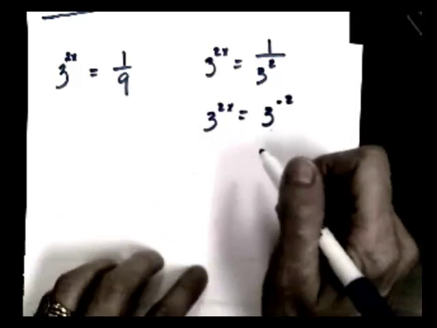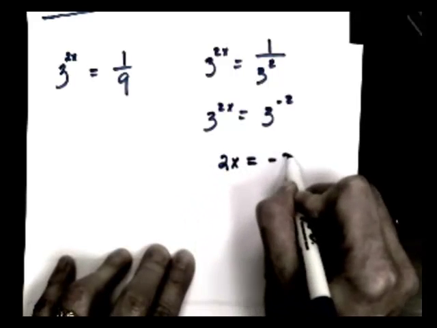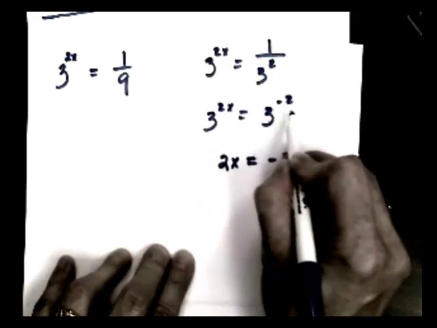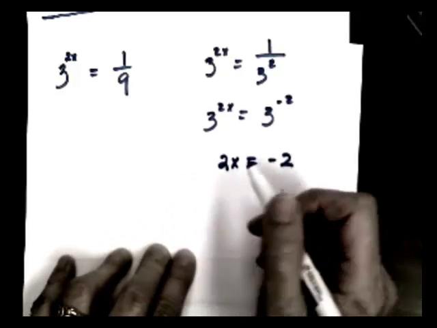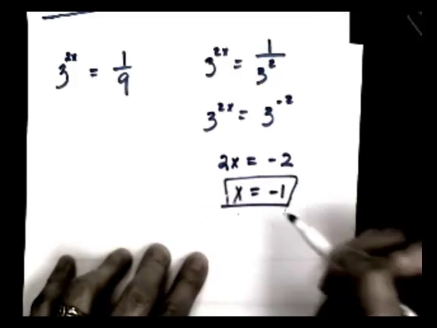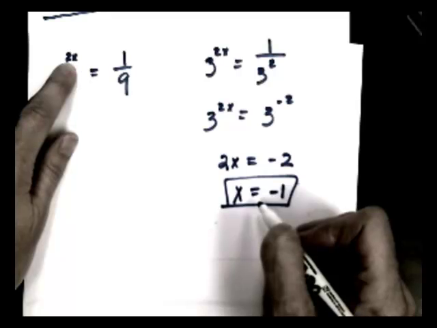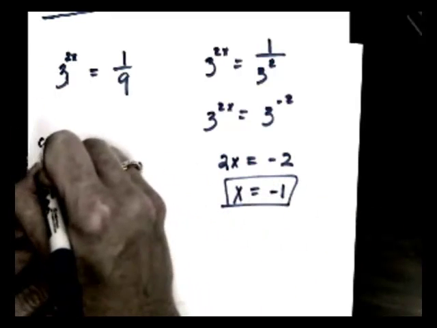Since the bases are already equal, I ignore those, and I'm going to say 2x then has to equal negative 2. The exponent on the left has to equal the exponent on the right. To solve for it, we divide by 2, and we get x equals negative 1. So that's our solution. And remember, anytime you want to check, you can always go back and put it in the original. So let's check this one.